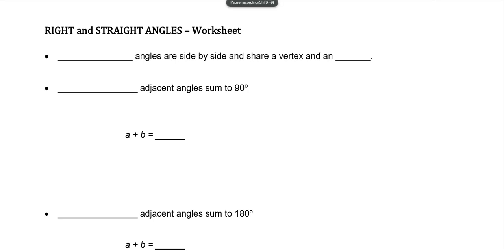Hello Year 7. Today we are looking at right and straight angles.